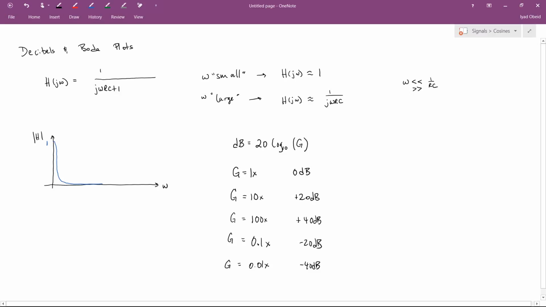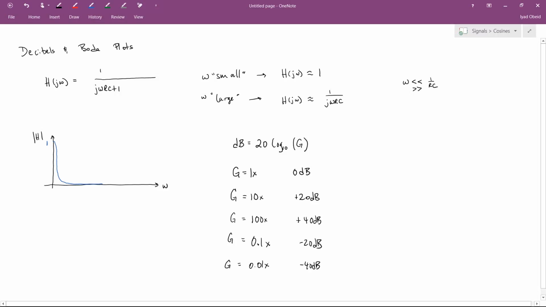In this video, we're going to talk about decibels and Bode plots, which are going to allow us to make much more elegant diagrams of what's going on in the frequency response of our system. So let's start with the transfer function of our generic low-pass filter, 1 over j omega RC plus 1.